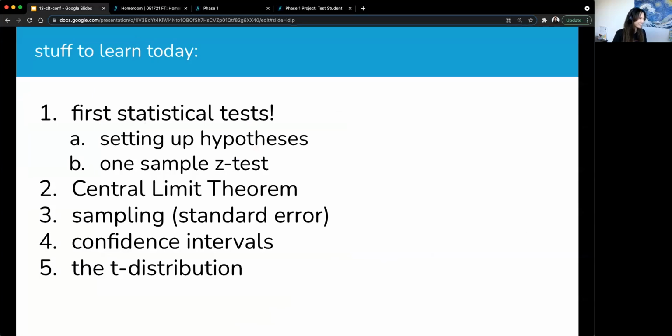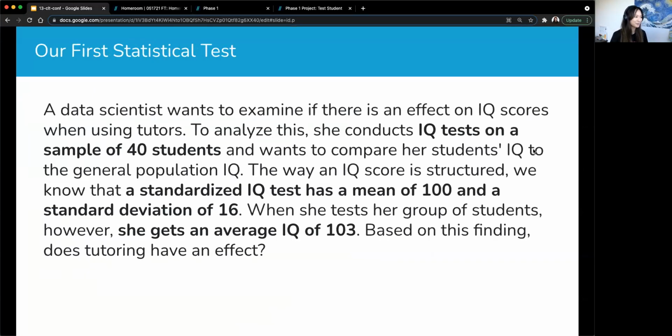Okay, so back to these slides. All right, let's start with statistical tests. So each of these statistical tests that we're going to be doing, today's session, we're going to be talking about tests. Tuesday and Wednesday next week, we'll be talking about more tests.